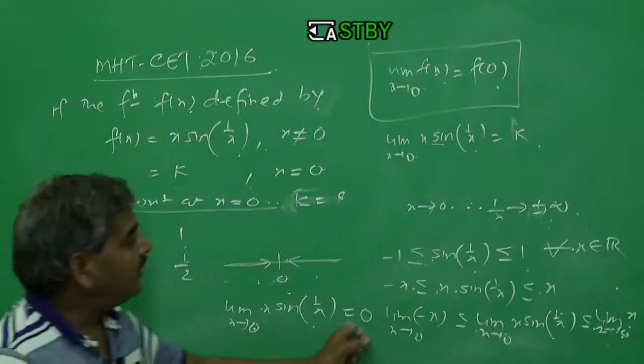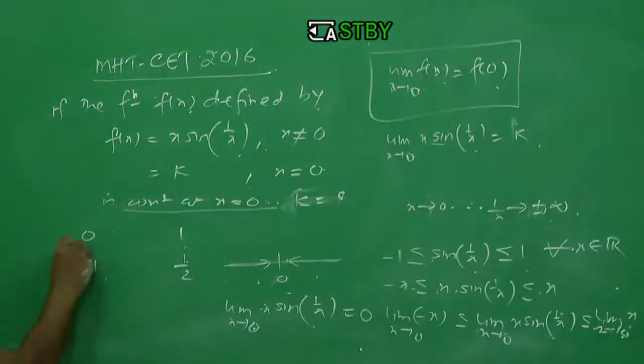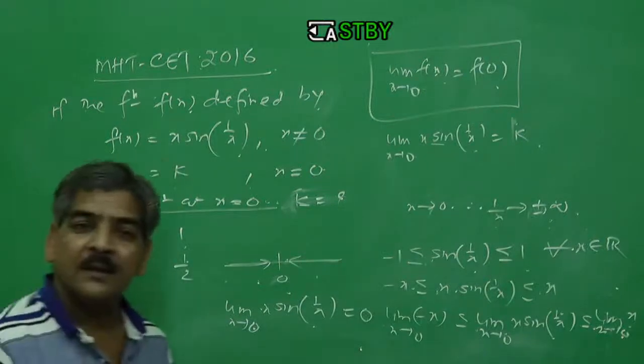So the value of k is equal to how much? 0. So the correct answer is C. This is the correct answer.